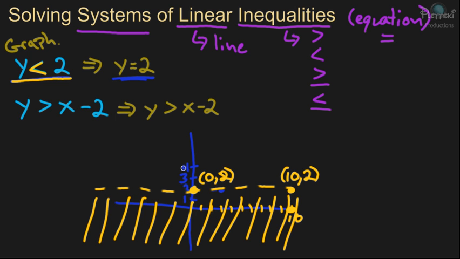Okay, so we graphed the first inequality where y is less than 2. Now let's look at the second one. Y is greater than x minus 2. Okay, now this one, we're going to graph the line y, whoops, I wrote that wrong. Y equals, we're going to graph this line. Let me erase that so it looks a little bit better.